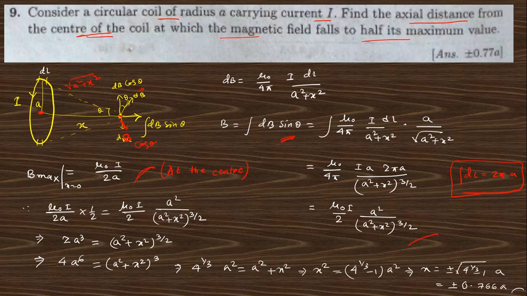Now the question is, at which distance x is the field half of the maximum value? So this is the maximum value, and we want half of this maximum value at distance x. To distinguish, you can take this as x1, no problem. So at x1 suppose the value will be half of this maximum value. Just write down, the x1 value will be like that. Okay, this calculation you can do, no problem. This is 0.766a. Next question.